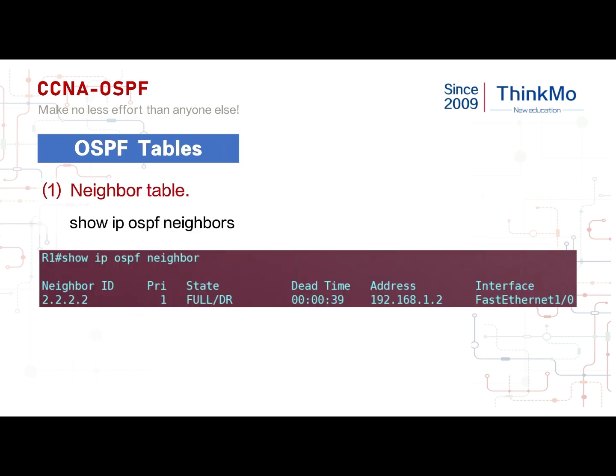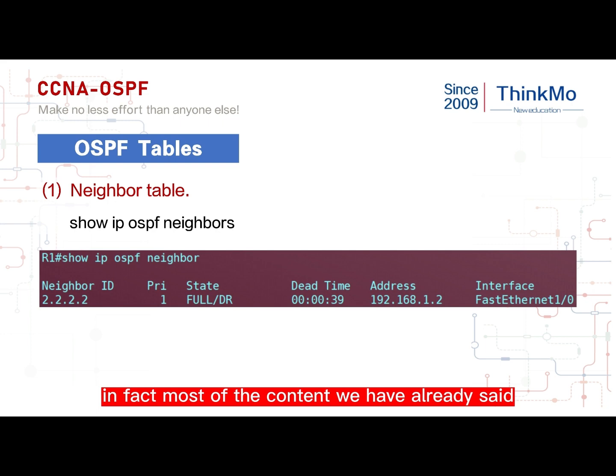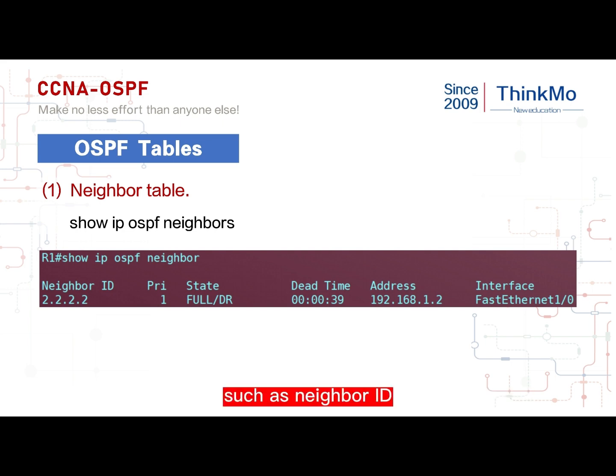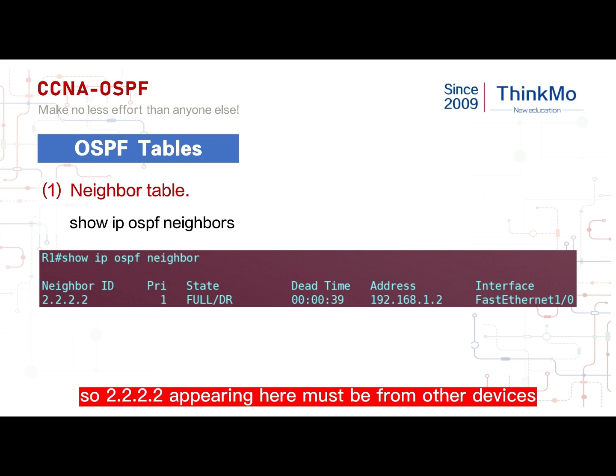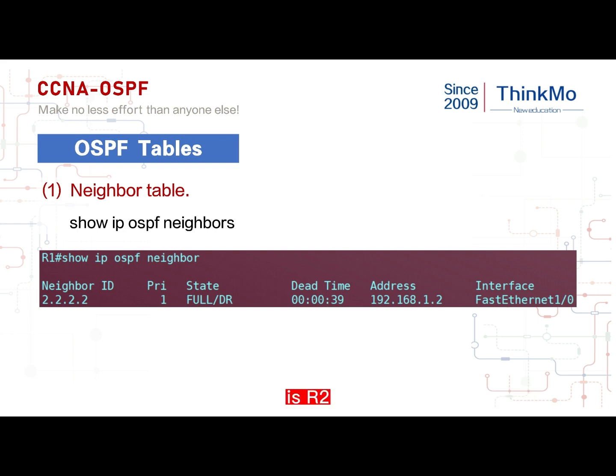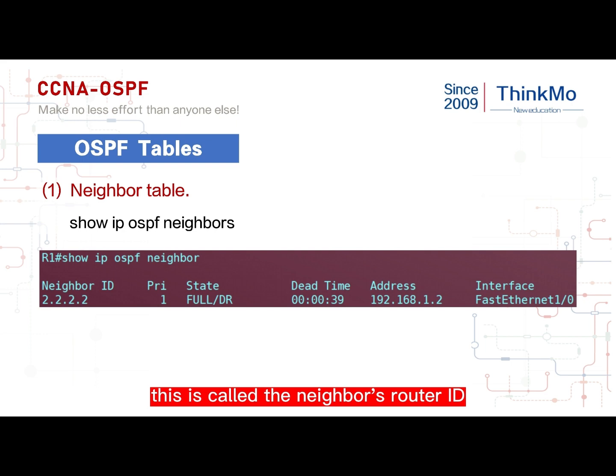Let's read it together. In fact, most of the content we have already said. First, the neighbor table. There are some key parameters in the neighbor table, such as the neighbor ID. This ID is the identity. What it sees is not its own, because it is R1, and we must have configured R1 to be 1.1.1.1. Everyone knows this. So 2.2.2.2 appearing here must be from another device, R2. This is called the neighbor's router ID.